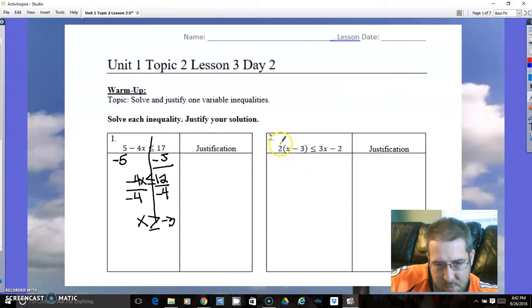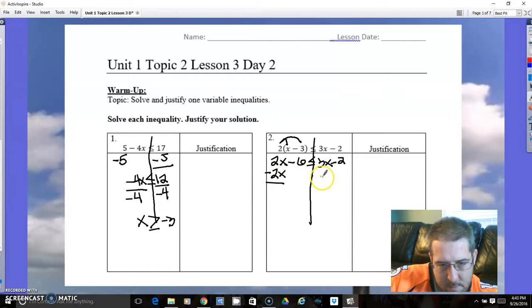Over here we've got distributive property. So this is a little bit more complex. This is what you're going to be seeing today on the homework. 2 times x is 2x. 2 times negative 3 is negative 6. Less than or equal to 3x minus 2. Now we've got variables on both sides, so I want to get the variables on the same side. It's typically easier to move the one that is smallest. So I'm going to subtract 2x from both sides.